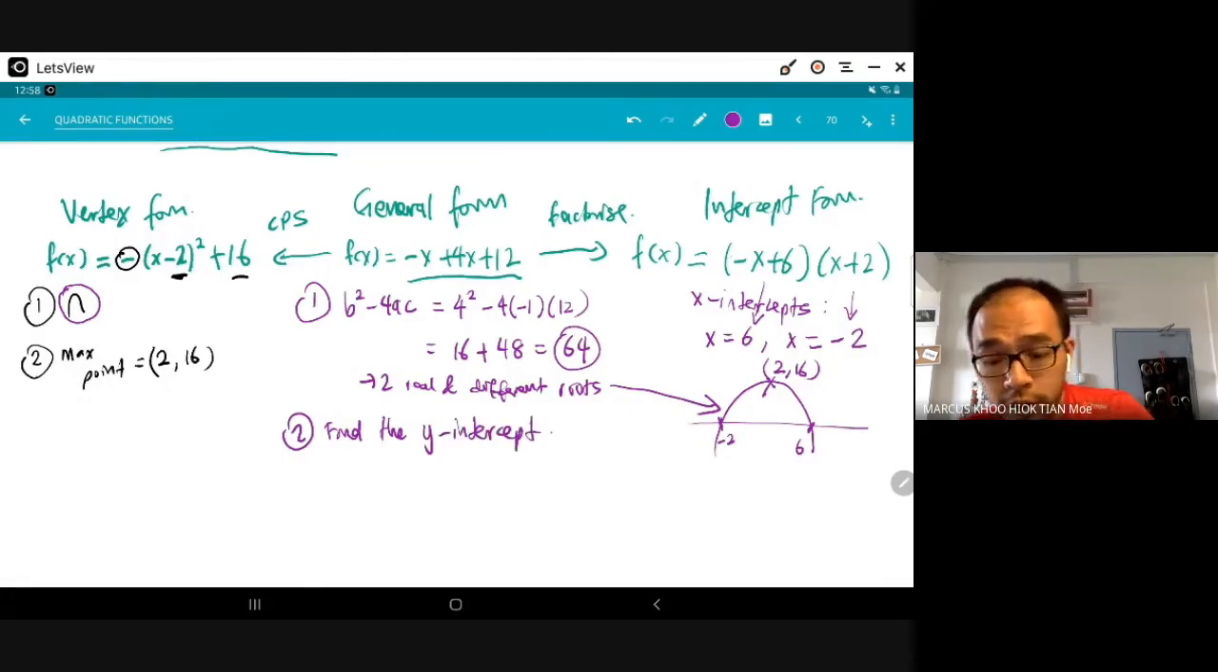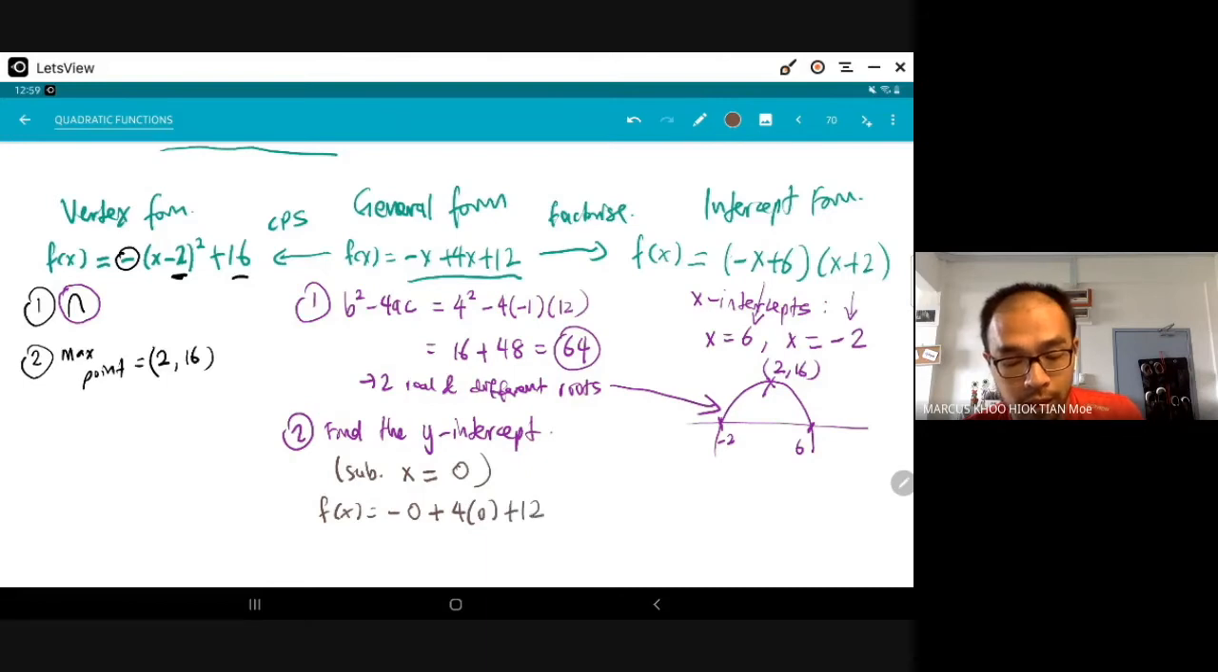Okay, and how do you find the y-intercept? We substitute x equals 0. So when x equals 0, f(x) equals -0 plus 4 times 0 plus 12. And this will give us the value of 12. Okay, now we put all this together.